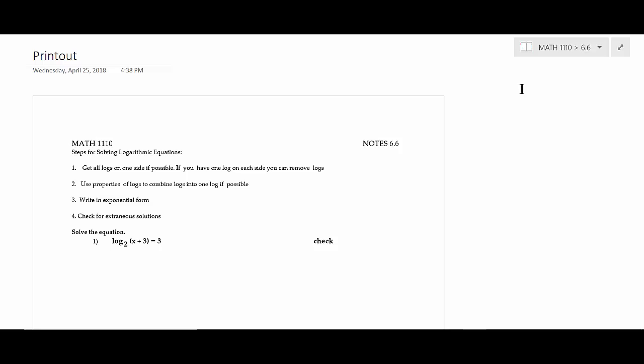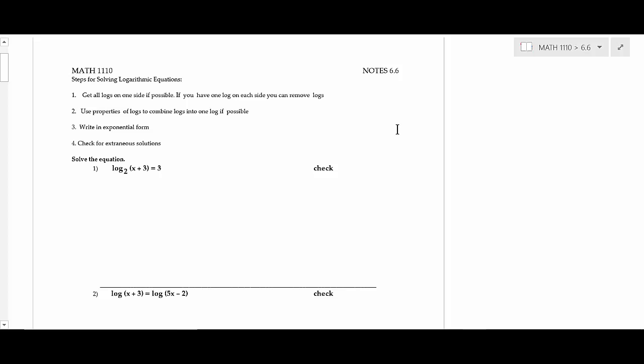applications. Okay, you'll kind of see where some of this is used. All right, so what we're going to do in 6.6 to start with is solve a logarithmic equation. That just means you have an equation that has a logarithm in it, and you're going to have to find that unknown x.